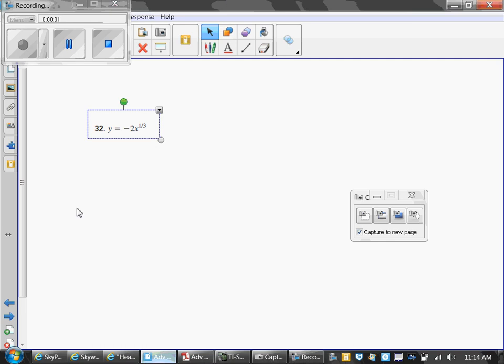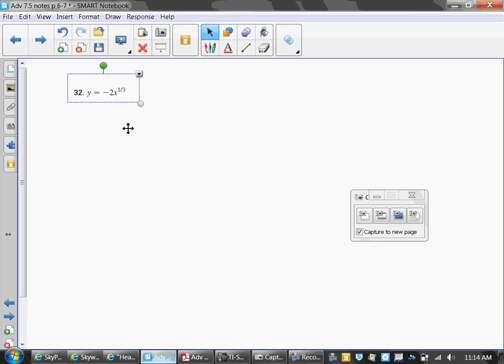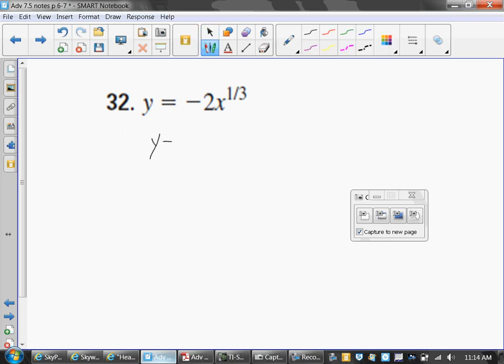So in this one, when you have y equals negative 2 x to the 1/3, that's the exact same thing as saying y equals negative 2 cube root of x. Okay? So the x just has the cube root of it, all right? Because it's not in parentheses. So from there, that's when you go ahead and do your cube root function.